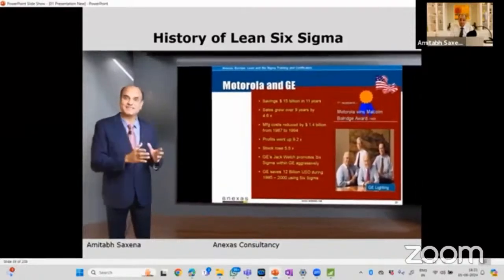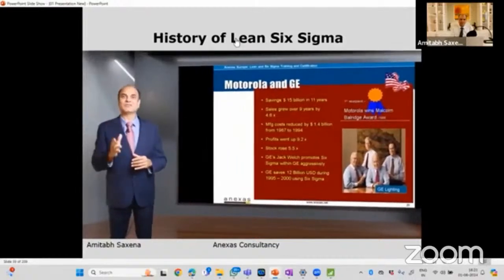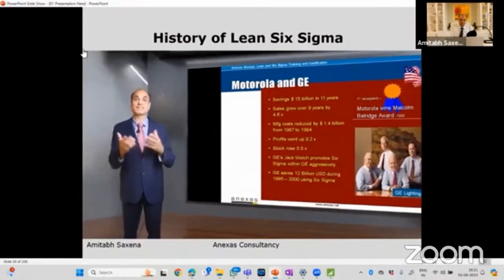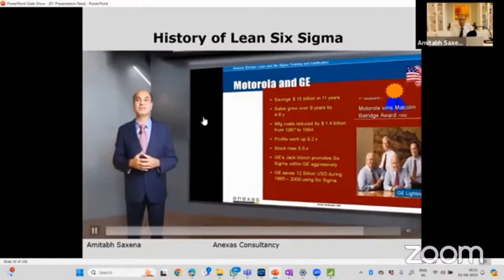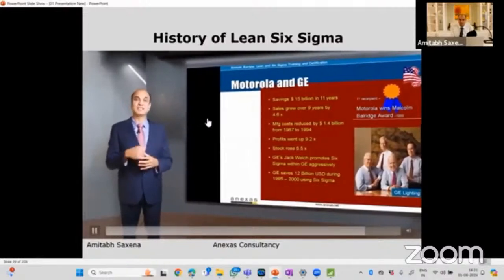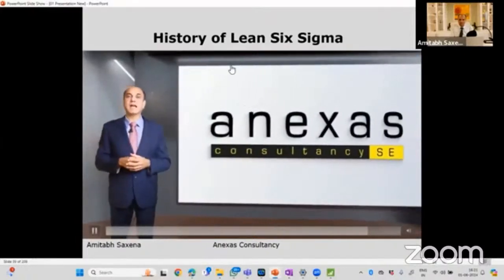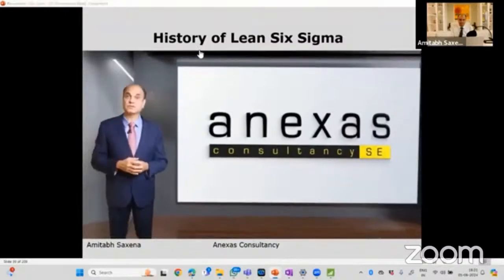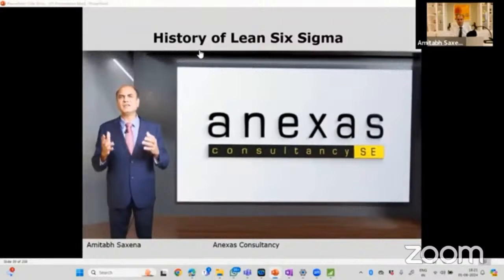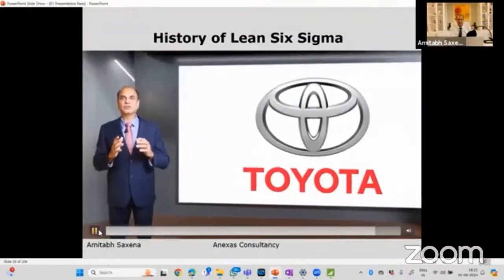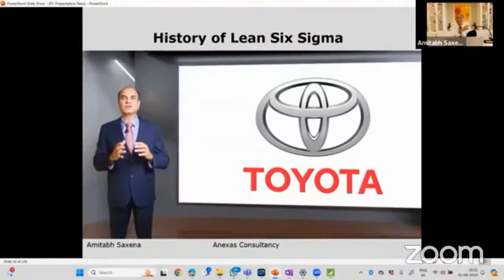Then GE started telling their vendors and suppliers that if you want to have business from GE, you need to implement Six Sigma. So vendors also started asking what is Six Sigma, and GE would say that we will send our master black belts and train you in this methodology. In this manner, Lean Six Sigma spread around the world, and today almost 80% of the Fortune 100 companies and many, many more companies around the world have implemented Six Sigma and Lean. Lean started in Toyota. Some of you were partially right. Lean started in Toyota and Six Sigma started in Motorola.